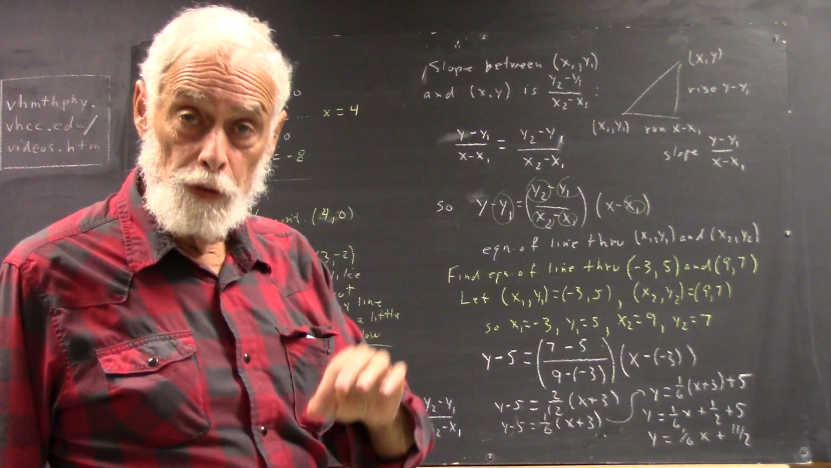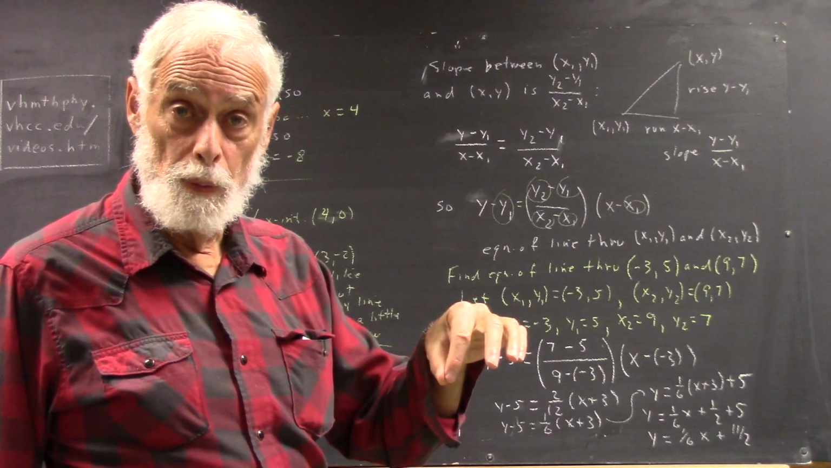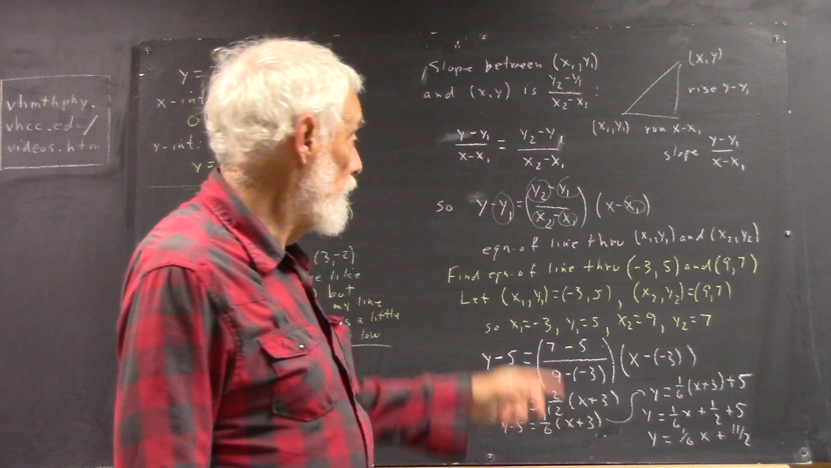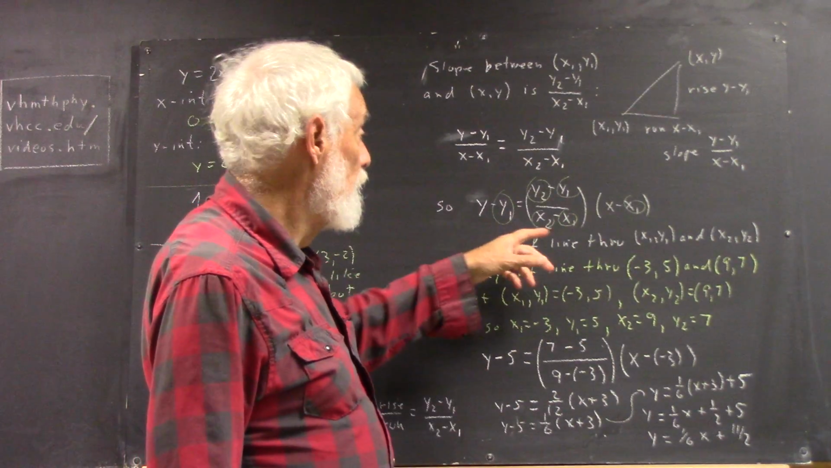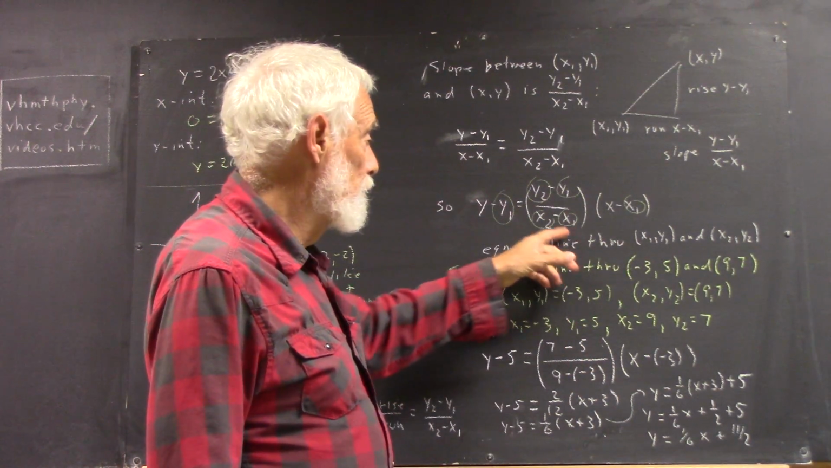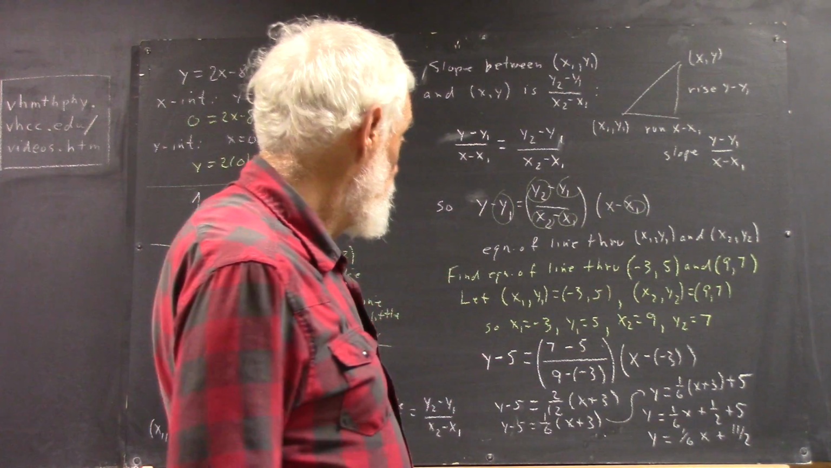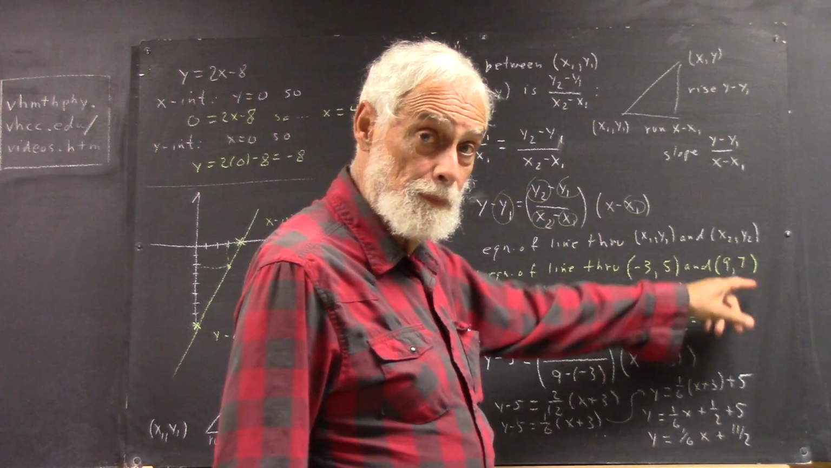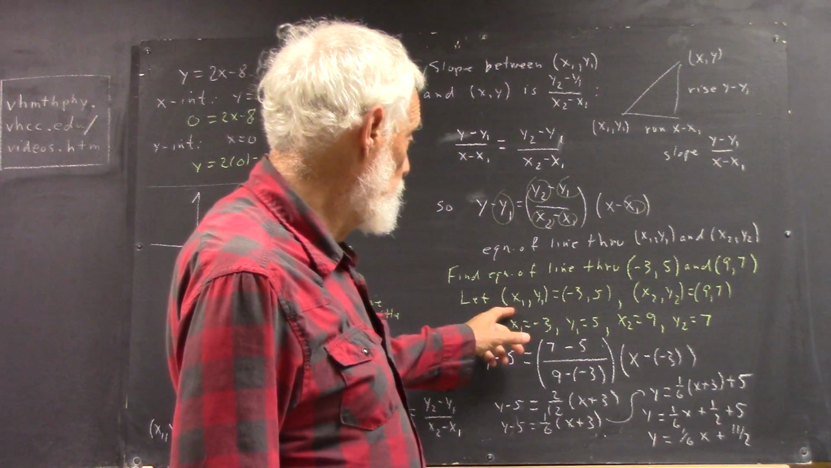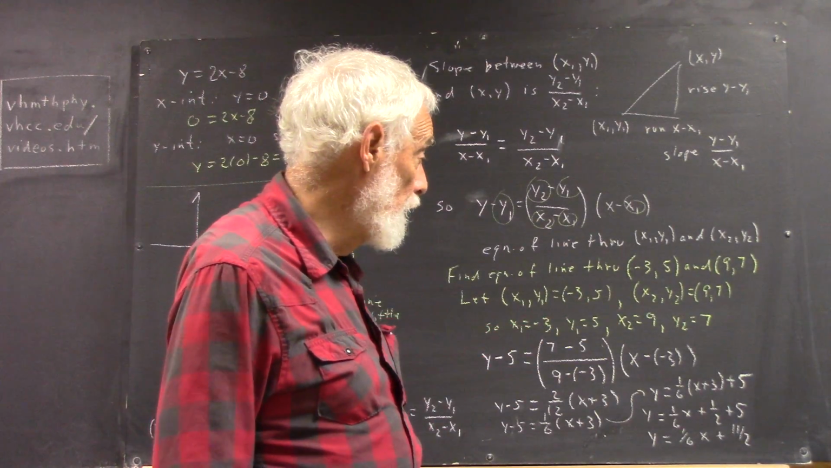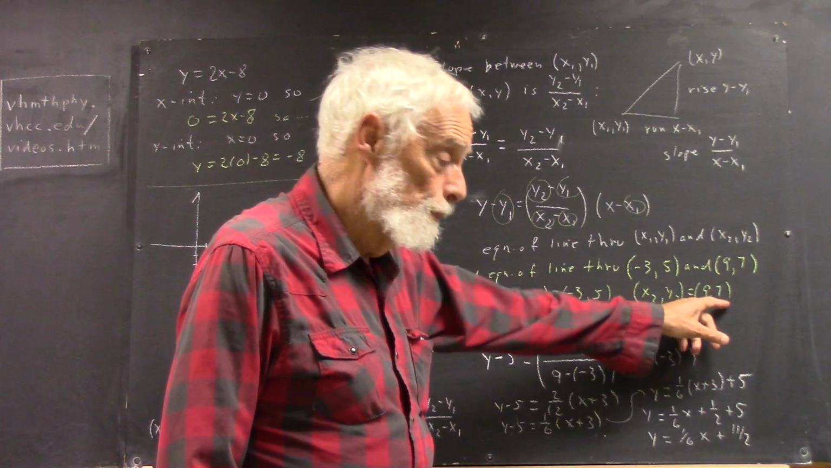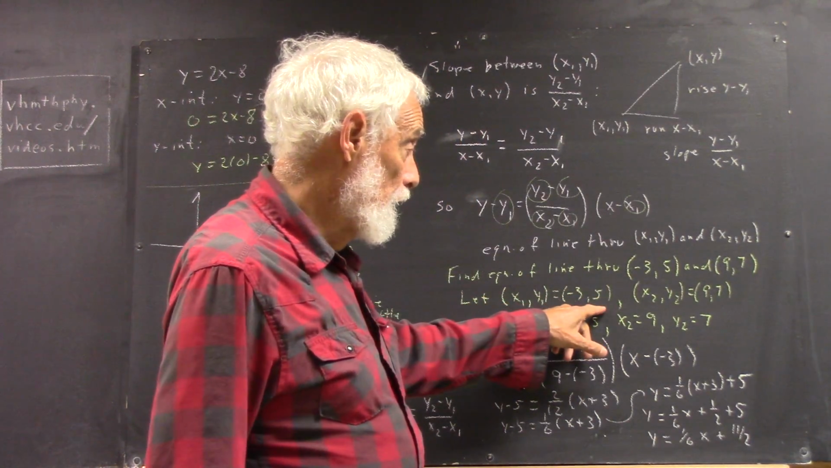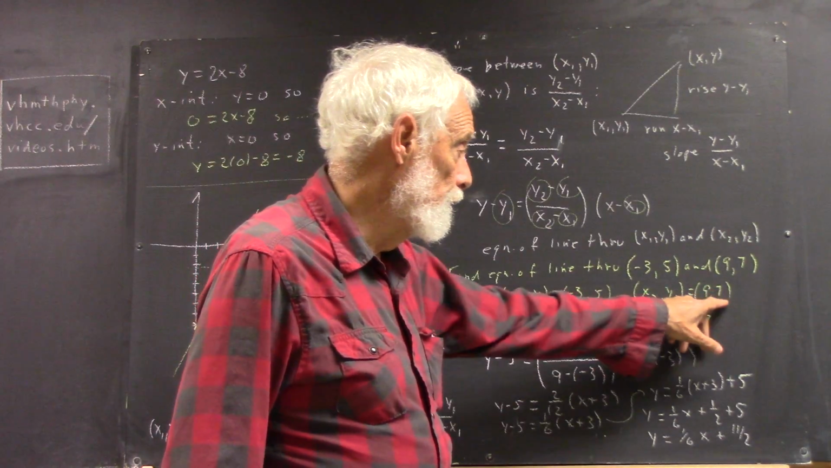So that's an equation for a line through x1, y1, and x2, y2. If you're given the 2 points, then you know what x1 is, you know what y1 is, you know what x2 is, you know what y2 is. So you can replace y1 with whatever y1 is, y2 with whatever y2 is, x1 and x2 with whatever they are. So if you want to find the equation of a line through these 2 points, well, let x1, y1 be your first point, negative 3, 5. Let x2, y2 be your second point, 9, 7. So x1 is negative 3 and y1 is 5, and x2 is 9 and y2 is 7.